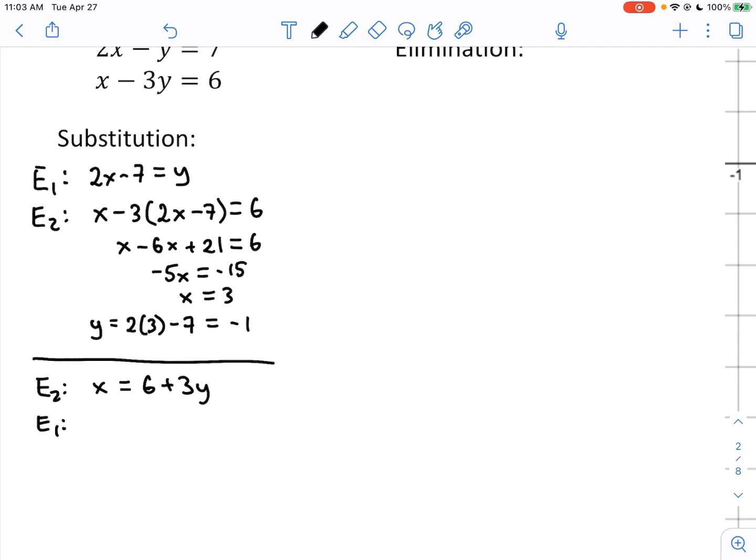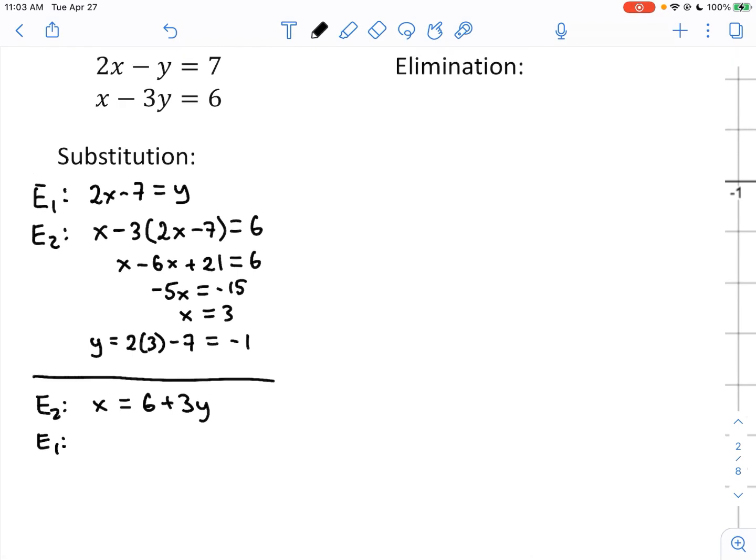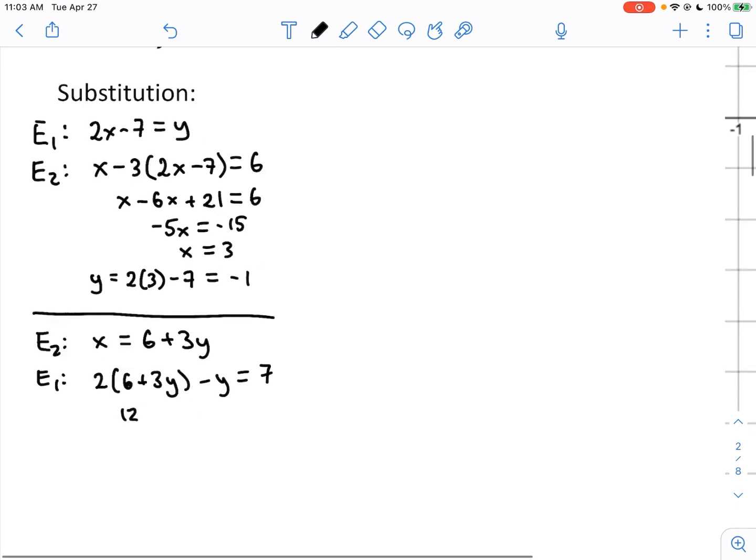Notice how I'm referencing my equations. This is a helpful practice, especially when we get more and more equations to keep track of. So equation 1 is 2x, and 2x is the same thing as 6 plus 3y, and then minus y is equal to 7. Distribute the 2, we get 12 plus 6y minus y is equal to 7. 6y minus y is 5y, and subtract 12 from both sides is negative 5, and we get y equals negative 1. Notice I get y first this time.